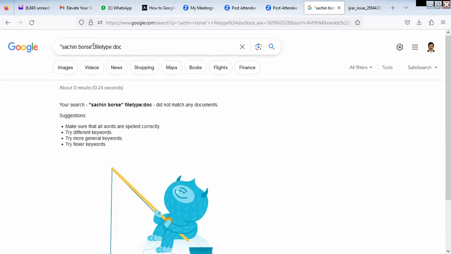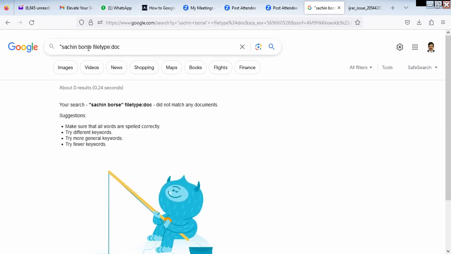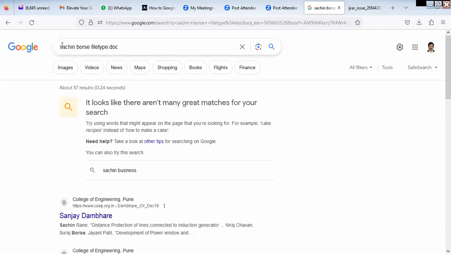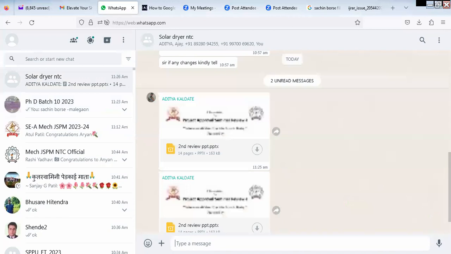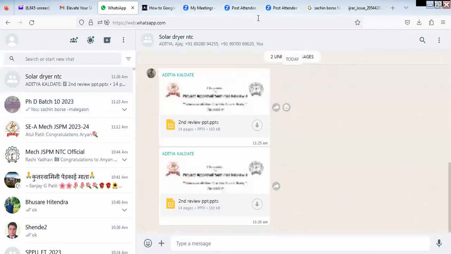Like this, when I search for either Sachin or Borse, it will come like this, and PDF it will give. So really it's a trial and error sort of method. Trial means whatever exactly we want, we can search. Sometimes we search something and it has many pages. So by doing this, we can shortlist.